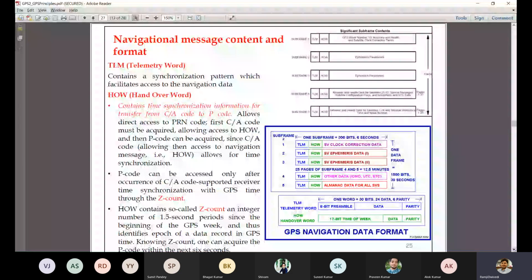It contains time synchronization information for transfer from CA code to P code, and allows direct access to PRN codes. The CA code must first be acquired, allowing access to the handover word from the navigation message, and then the P code can be acquired. Since the CA code allows access to the navigation message, that is the handover word, it allows for time synchronization.